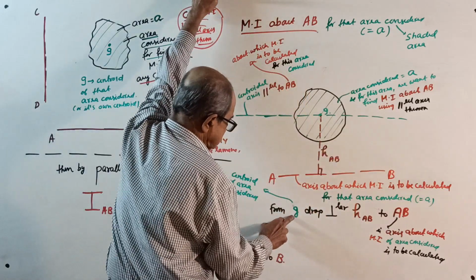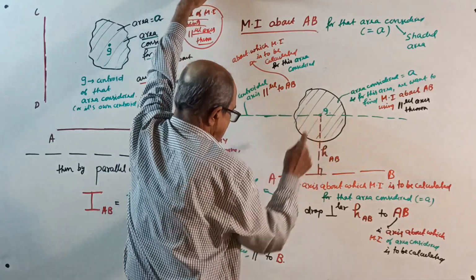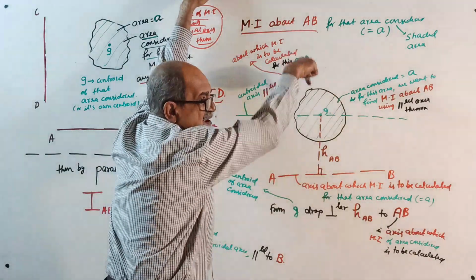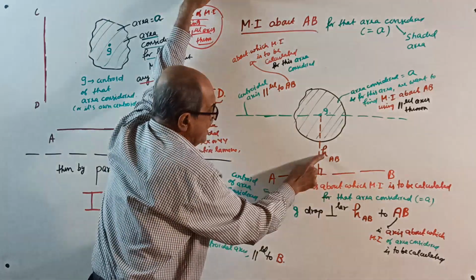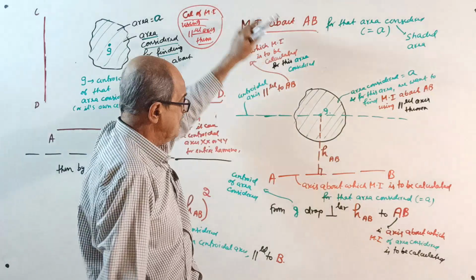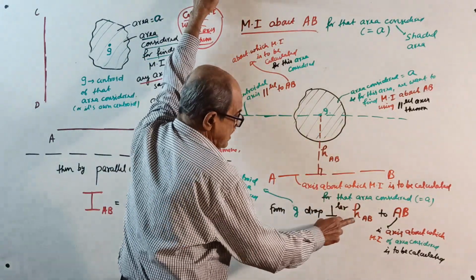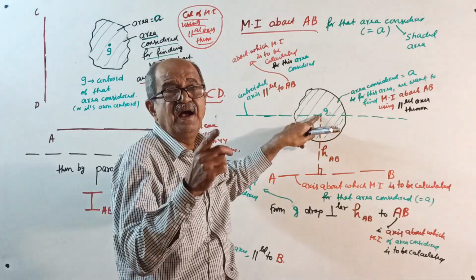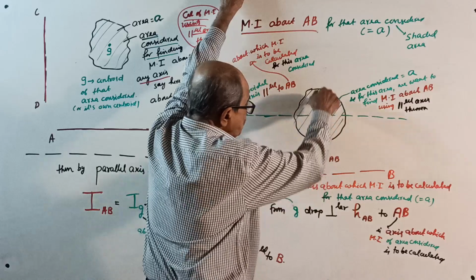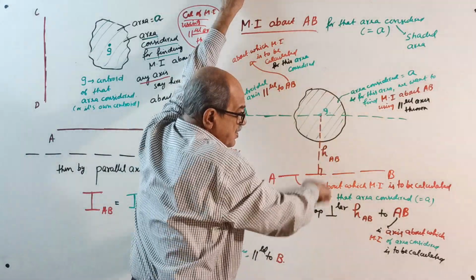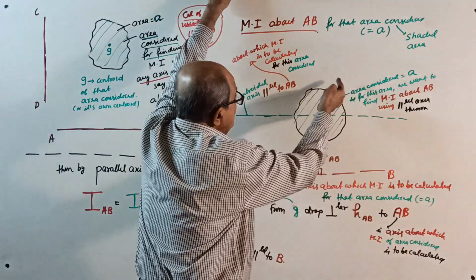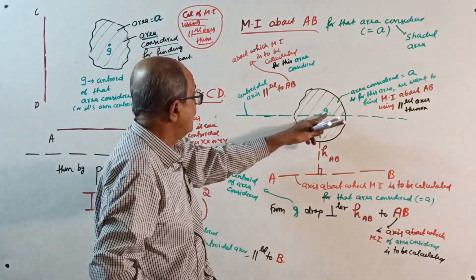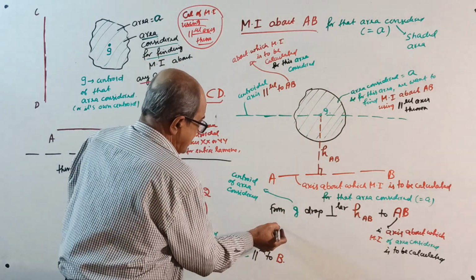Okay, what you do? First, from G, the centroid of the area considered, draw perpendicular H to AB, H suffix AB. H is the perpendicular to AB. That is, from the centroid of the area considered, draw a perpendicular to the axis about which we want the moment of inertia of this area considered to be calculated.